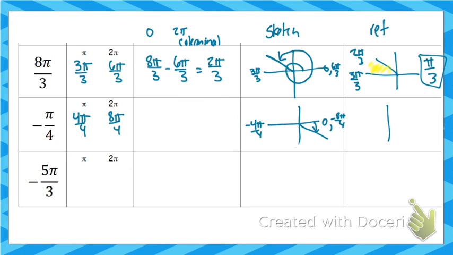Then again, the reference angle is the distance in between there. And that distance is pi over 4. Remember, we always write reference angles as a positive number.